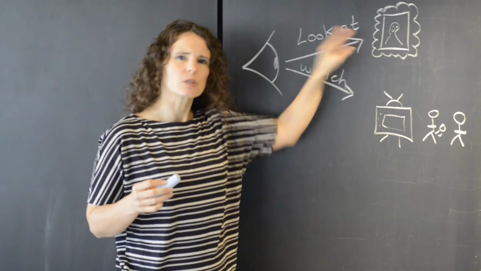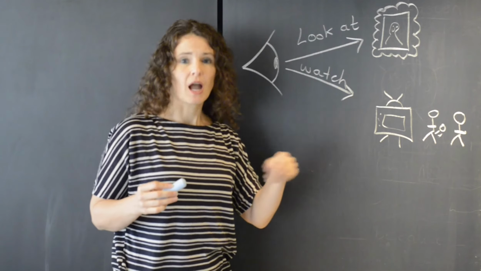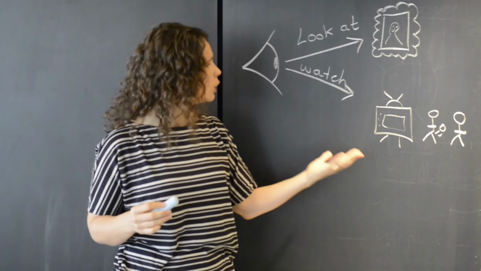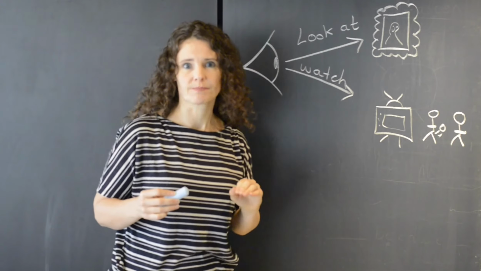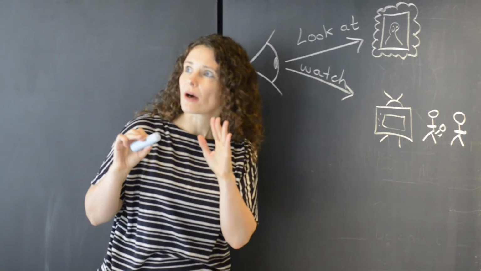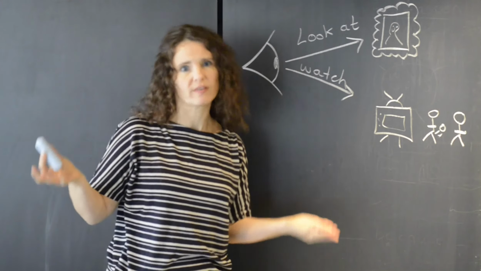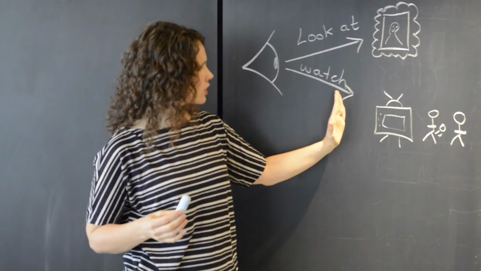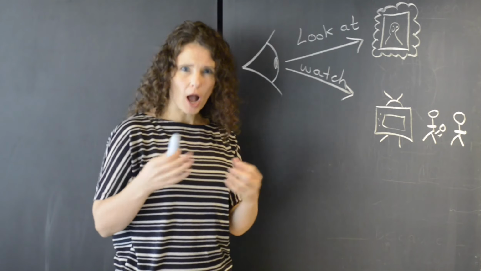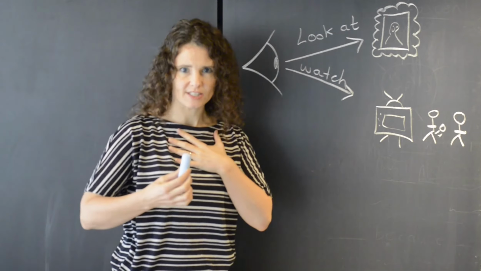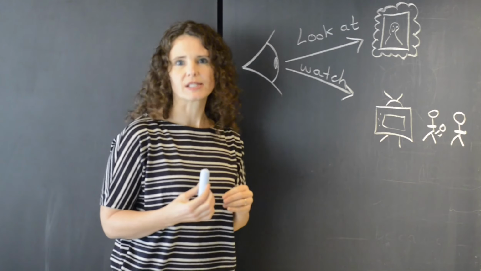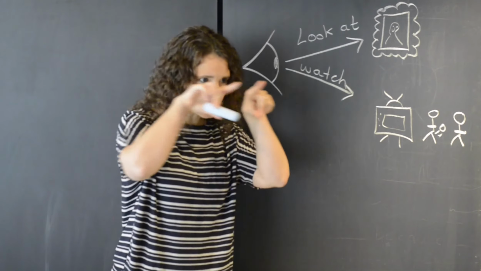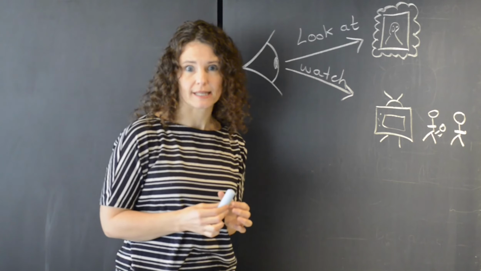You look at things which are not changing and not moving. I look at the flowers. I look at my garden. Okay? But I watch the birds because I want to know how they are moving and what they are doing. So, look at and watch are both active. My eye is doing these things. It's my intention. I want these things in my brain. So, I direct my eyes towards these things.